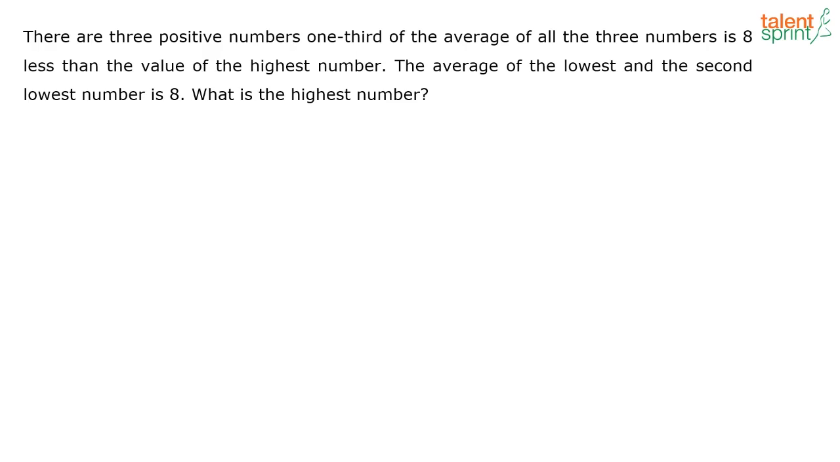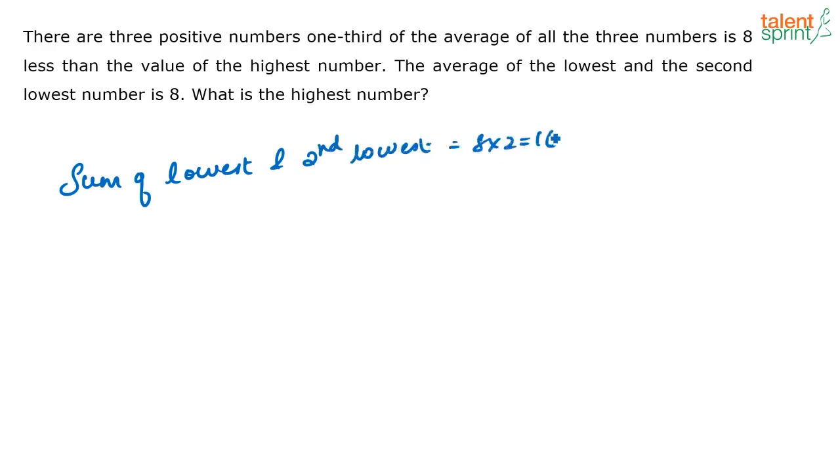So how do you approach this question? There are 3 positive numbers. 1/3 of the average of all the 3 numbers is 8 less than the value of the highest number. And it is given that the average of the lowest and the second lowest number is 8. So you have 3 numbers. Average of the lowest and second lowest number is 8 means what is the sum of the lowest and the second lowest number? Sum of the lowest and second lowest is equal to 8 into 2, correct? That is equal to 16 because their average is 8, so their sum has to be 16. So what is the sum of all the 3 numbers now? 16 plus the highest number. So this divided by 3 is going to be the average of the given 3 positive integers.